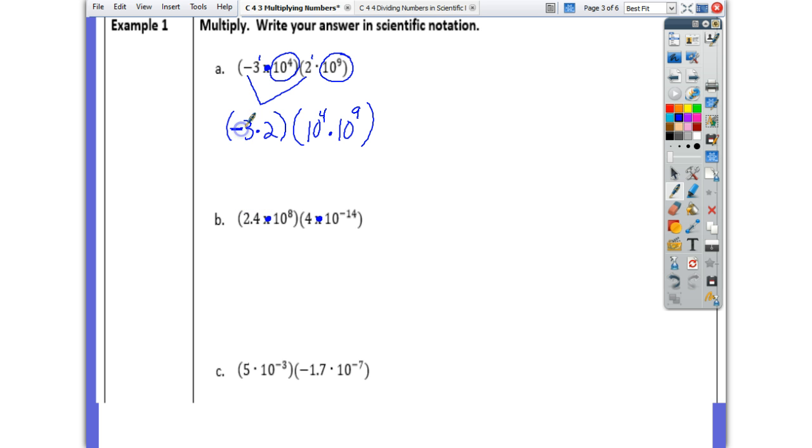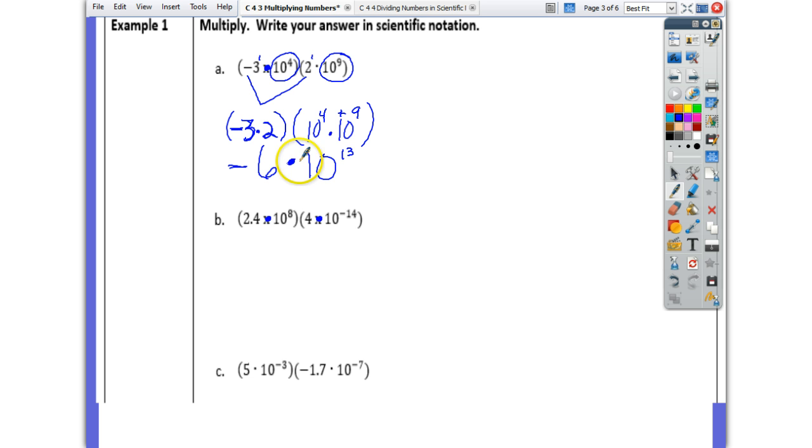What do I get when I multiply -3 times 2? Please don't say -5. Blurt it. What do I get? -3 times 2. -6. Good. And now what do I get when I take this times, because this is separate here, times 10 to the 4 plus 9, which is the 13th power.